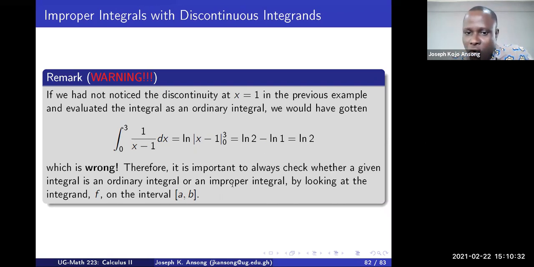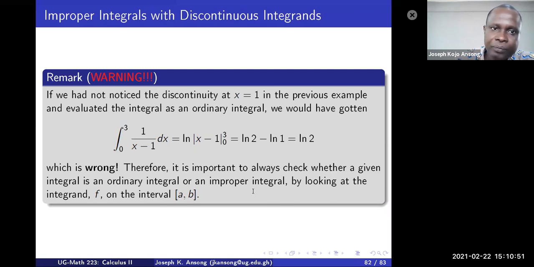So it is always very important to check whether a given integral is an ordinary one, or a proper one, or an improper integral, by looking at the integrand, the function f, on the interval to see whether it is continuous or discontinuous. Be very careful with that.